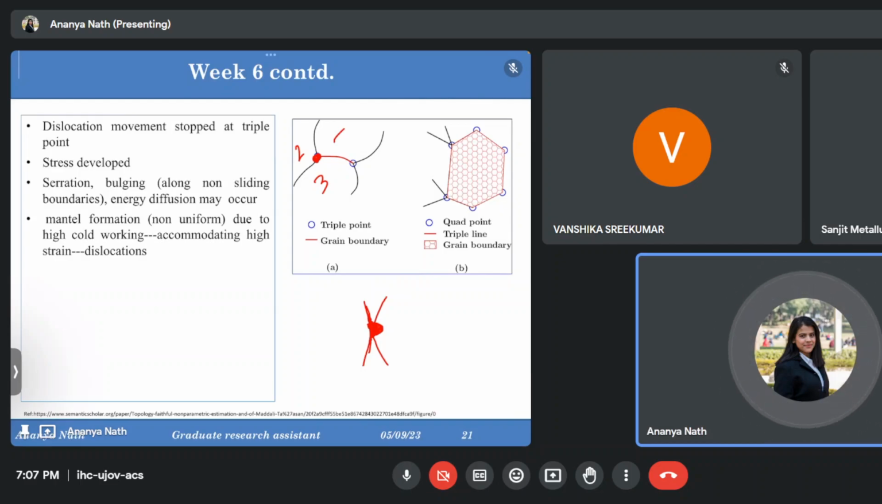So if the two boundaries are sliding with each other, the bulging cannot occur. This is why bulging will always occur along the non-sliding boundaries. Energy diffusion may take place because at the triple point a lot of dislocations have gathered, and serrations have occurred, so energy diffusion may take place. Mantle formation occurs due to the high cold working, accommodating the high strain or dislocation.